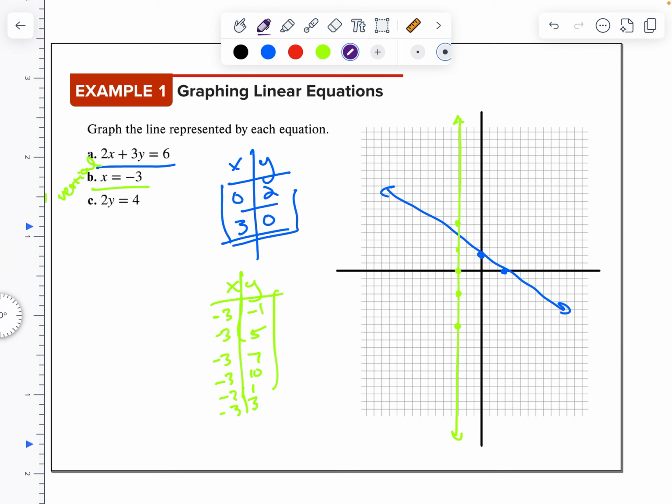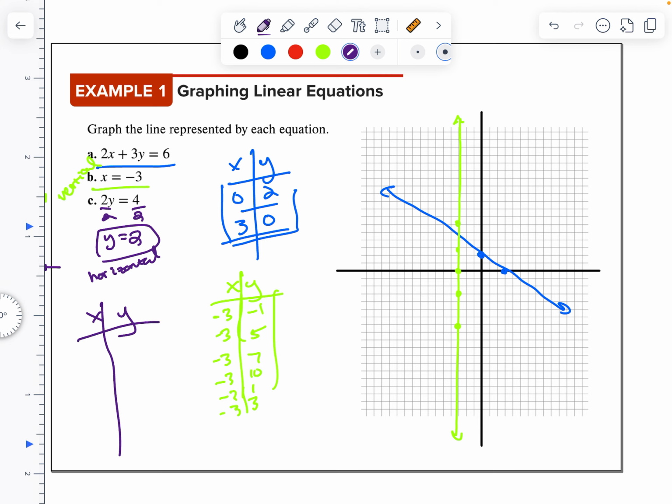In the same way, or conversely, with the equation that only has y's, if I divide both sides by 2 here to simplify this a little bit, if I have an equation that only has y's and numbers and no x's, that's always going to be a horizontal. Horizontal. And we can extrapolate from that prior, but I'm going to go on and do a t-chart here.